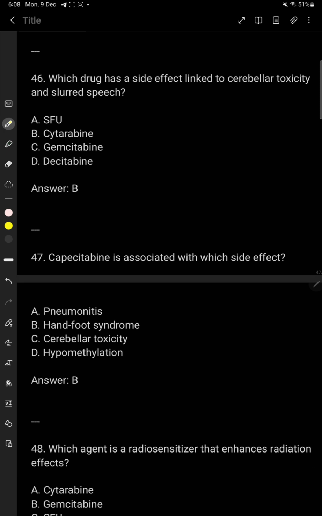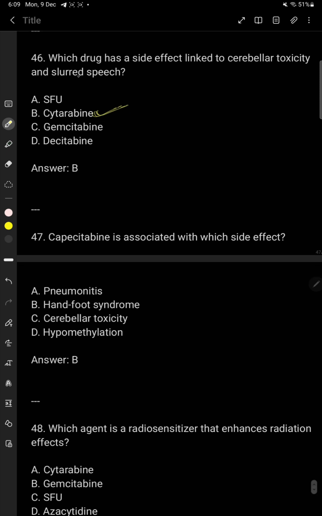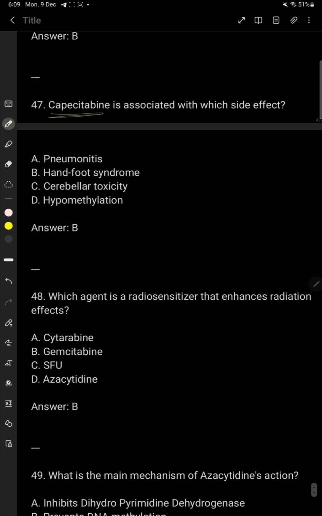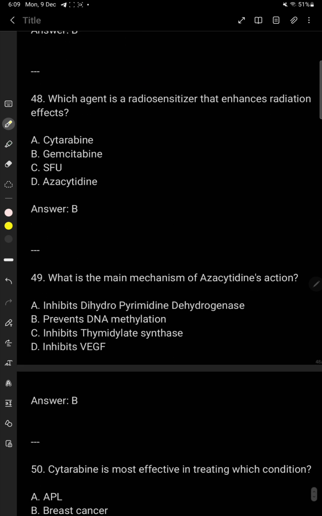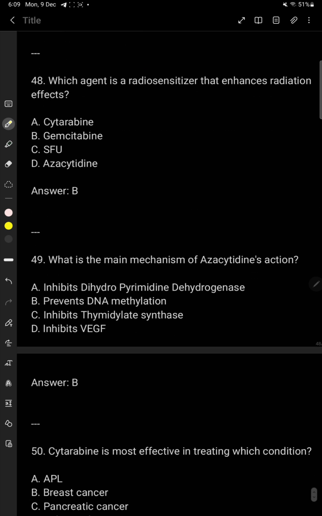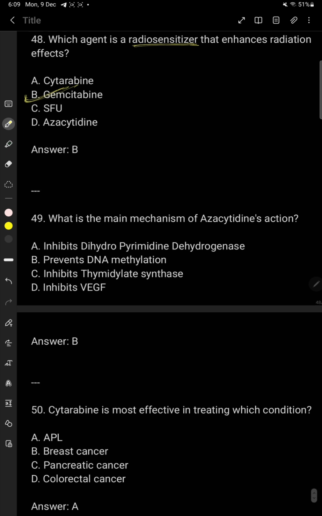Which drug has a side effect linked to cerebral toxicity and slurred speech? So cytarabine causes cerebral toxicity. Okay, it will cause diplopia, slurred speech, and ataxia. Capecitabine is associated with which side effect? Capecitabine causes hand-foot syndrome. It is the oral prodrug of 5-FU and they cause hand-foot syndrome. Which agent is used as radiosensitizer that enhances radiation effects? So gemcitabine is used as radiosensitizer.